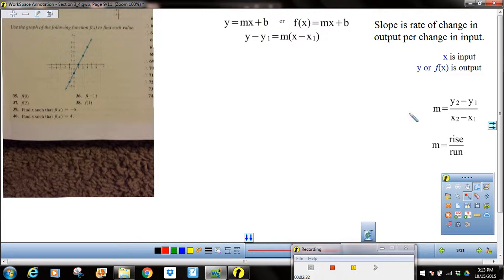For the next problems, we change gears a little bit. They give us a graph, but they're not asking for the equation. They just want to know what the function value is at different values, and they want to know what x value would give you certain function values. So this is more about functions instead of about writing equations. So, looking closely at the graph, let me see if I can make it a little bigger.